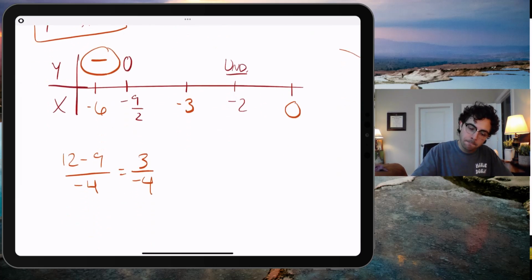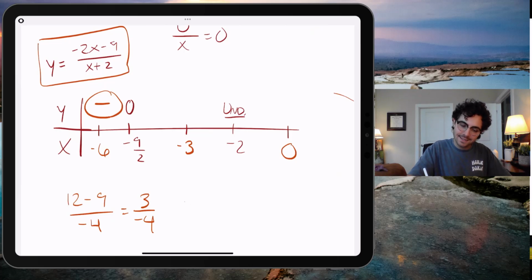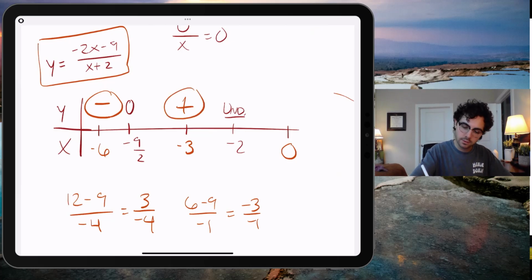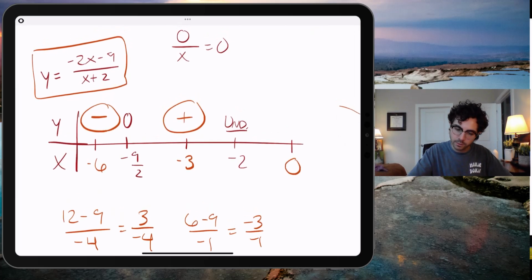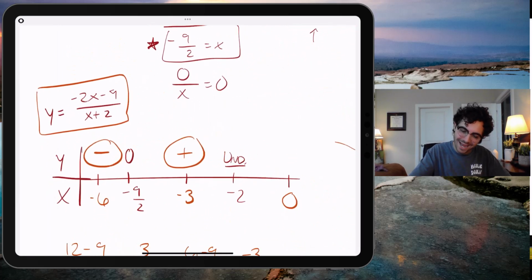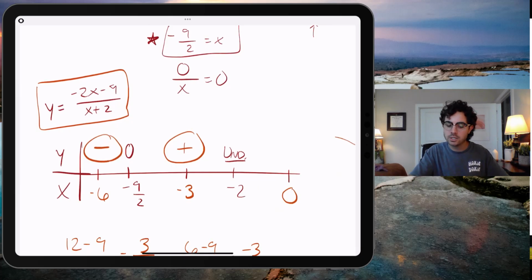Now we plug in -3. -2 times -3 is 6, minus 9. -3 plus 2 is -1. We get a -3 over a -1. That's a positive result for plugging in -3. When we plug in 0, we get 0 minus 9, so we get a minus up top. And 0 plus 2, that's a plus on the bottom, a positive. Negative over a positive gives us a negative.